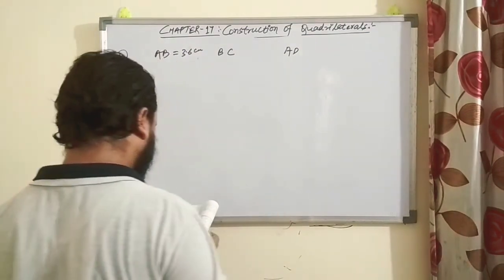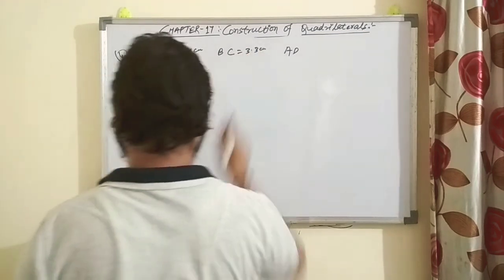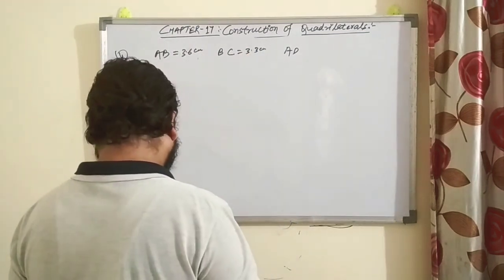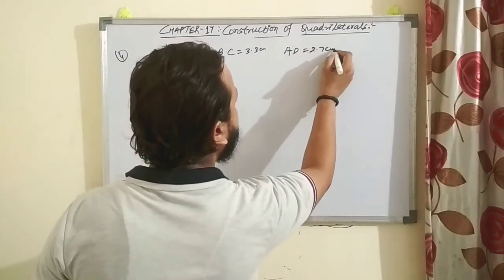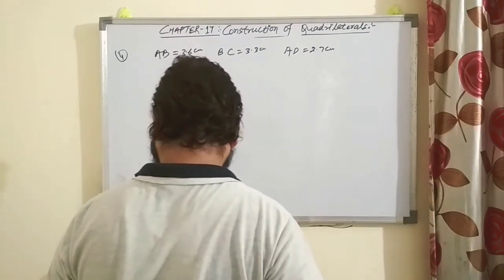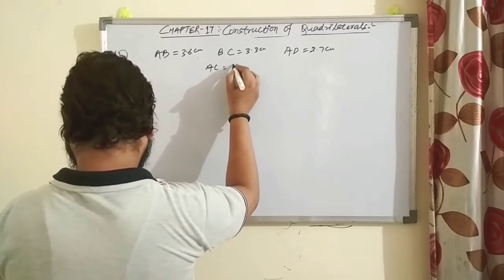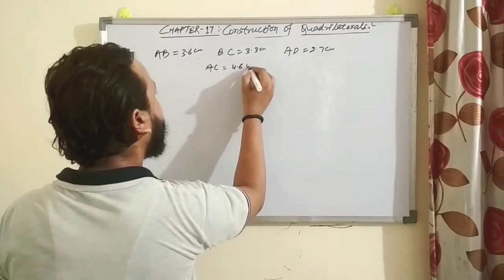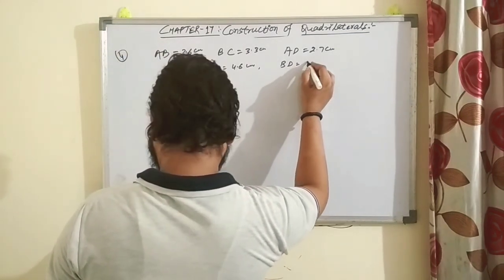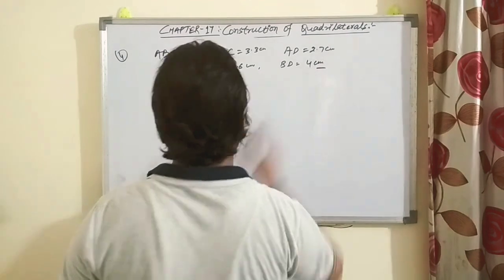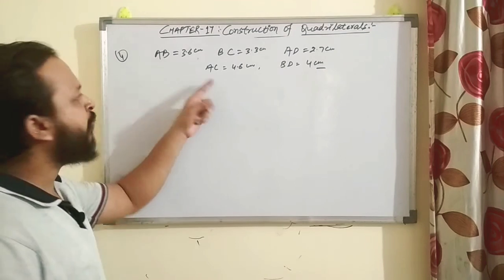And length of side BC is 3.3 centimeter. Length of side AD is 2.7 centimeter. Right, diagonal AC is given as 4.6 centimeter and BD is given as 4 centimeter. So here length of 3 sides are given and 2 diagonals are given.